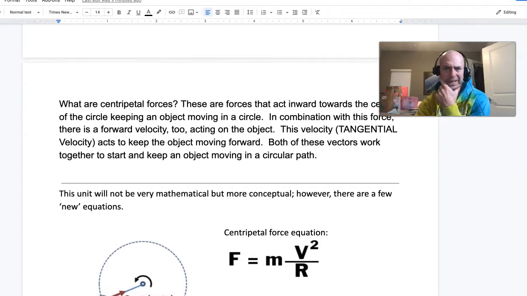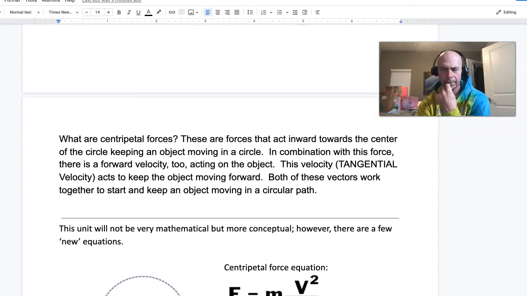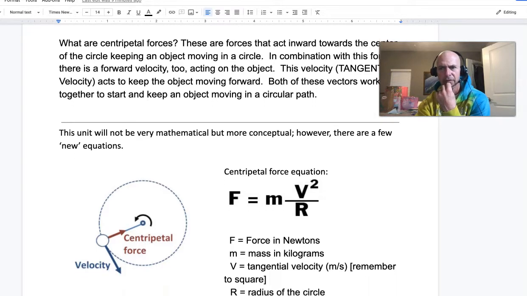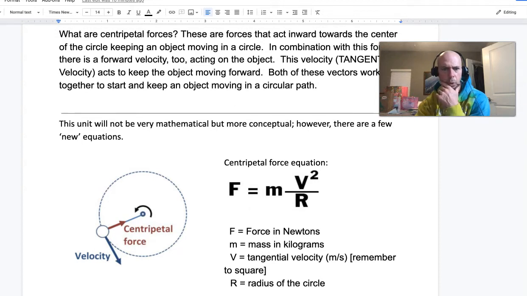Now, this unit can get fairly mathematical, but I'm going to treat it more conceptually. There will be a few practice problems that you'll have to work on, and there'll be a few problems on the quiz or assessment, but most of this unit will be more conceptual. There are a couple of new equations.